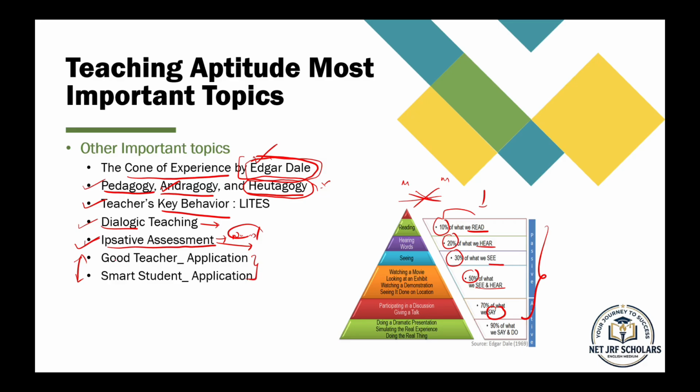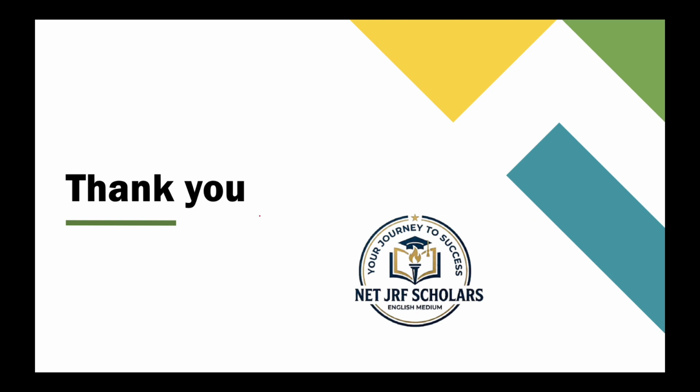And they'll ask about the application of who is a good teacher, who is a smart student, or who is a better student. They'll give the statements, and we need to find out the characteristics and behaviors of the good teacher and the smart student. So this is for today's lecture. These 25 approximately are very, very important.